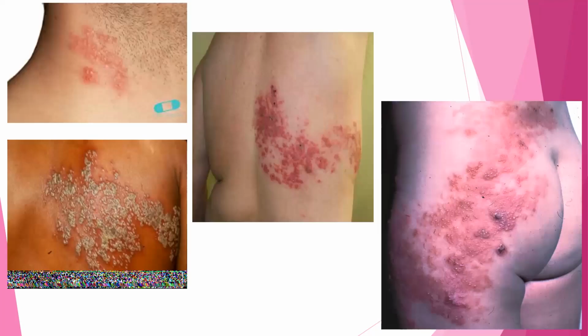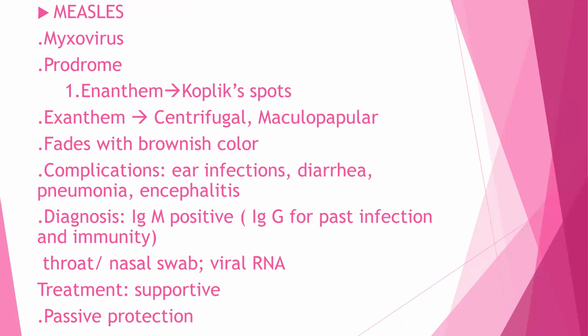This is the picture. The first one shows the cervical, the second is thoracic, the third is also thoracic, and the fourth is lumbar. You can see only one dermatome is involved. So the papulo-vesiculo-pustular lesions are present only in that particular dermatome and nowhere else on the body.